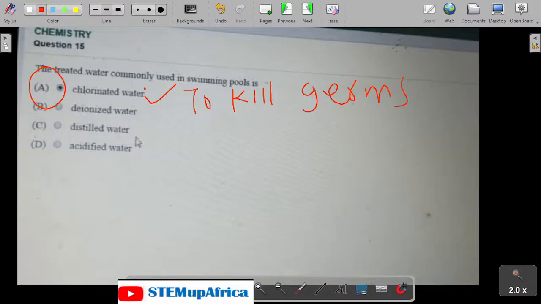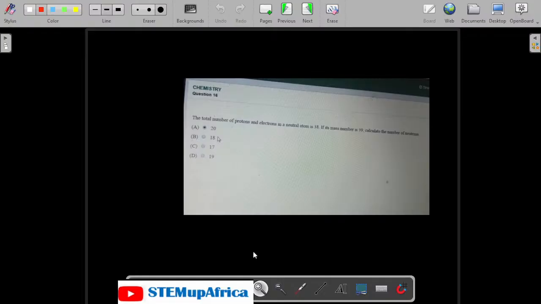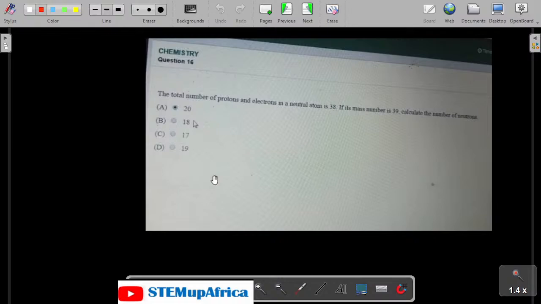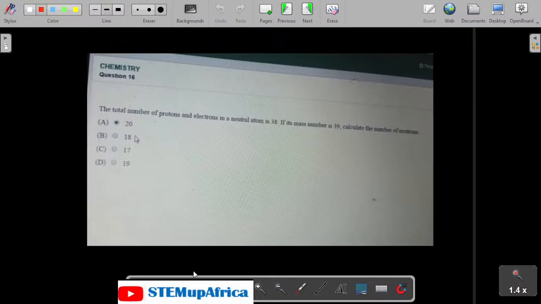Let's go to the next question. So what we have here is a different question. This one says the total number of protons and electrons in a neutral atom is 38. The mass number is 39. They're now asking us to calculate the number of neutrons.